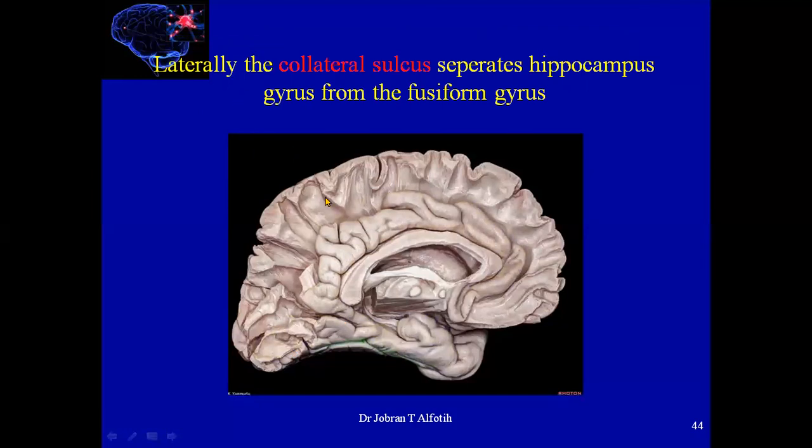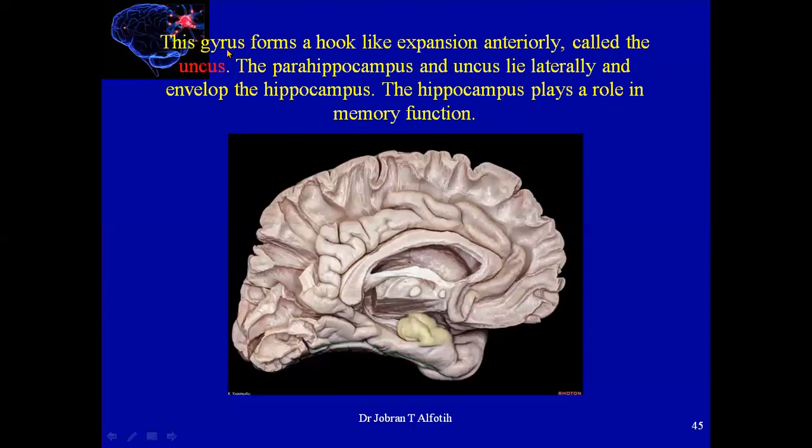In these specimens we can find what's called the collateral sulcus. It separates the hippocampus from the fusiform gyrus. In this picture, we have something like a hook anteriorly called the uncus. The parahippocampus and the uncus lie laterally and envelop the hippocampus. The hippocampus plays a very important role in memory function.